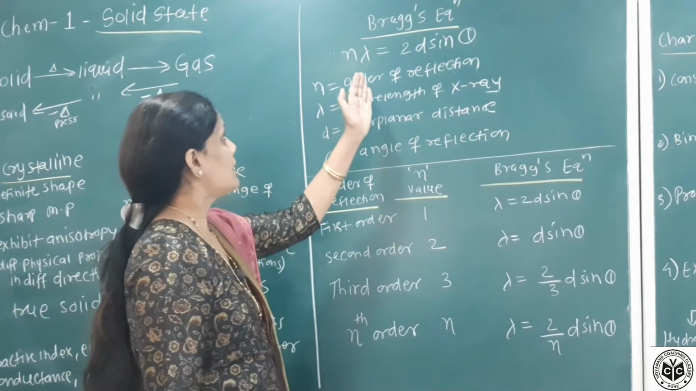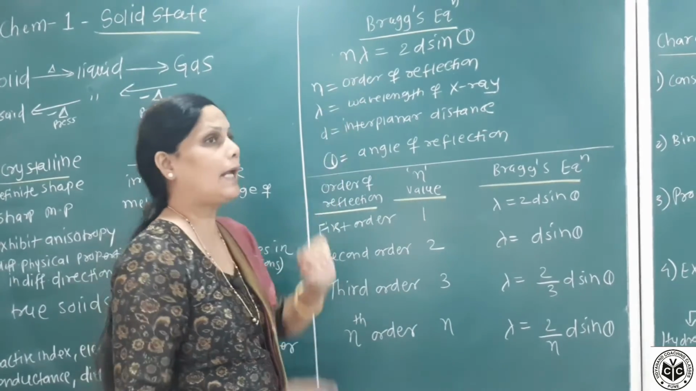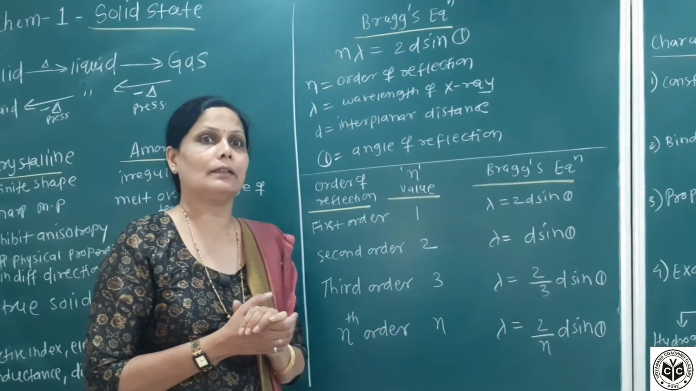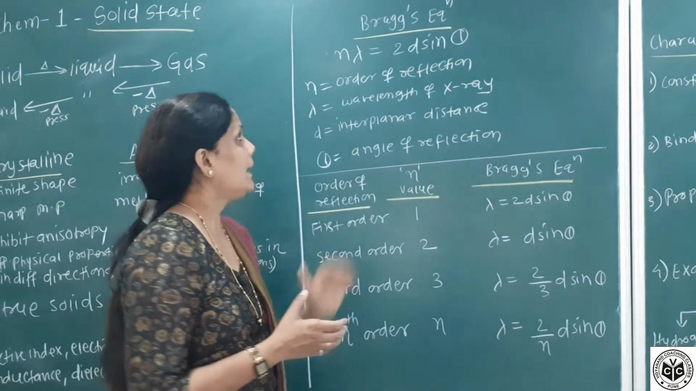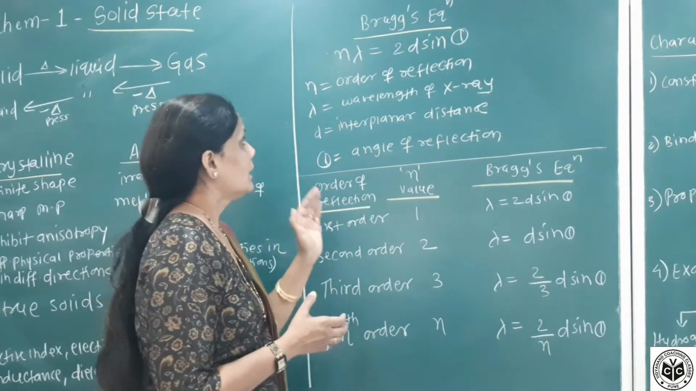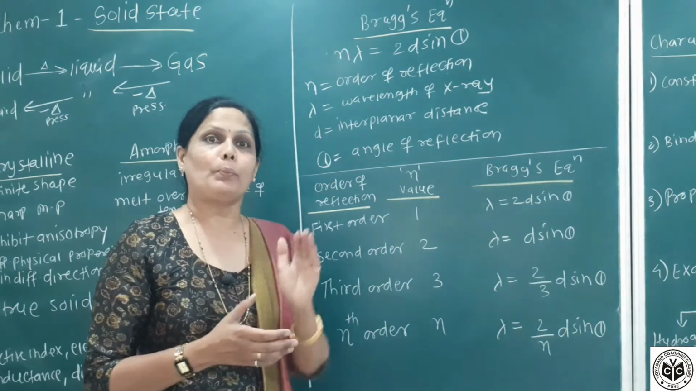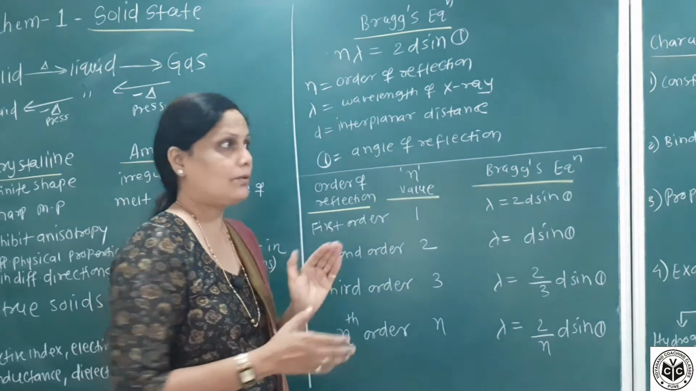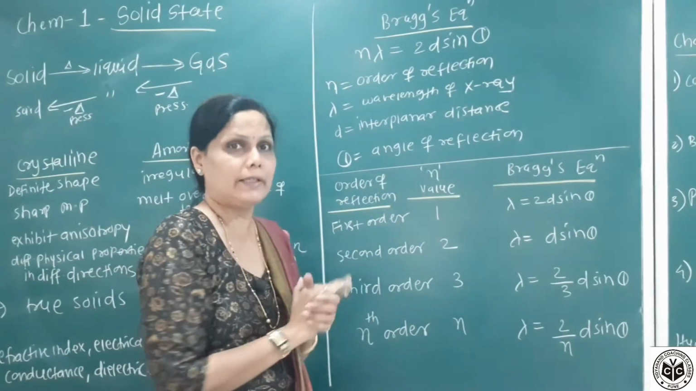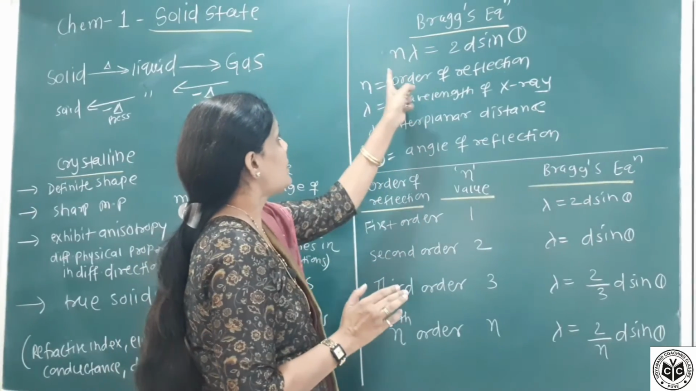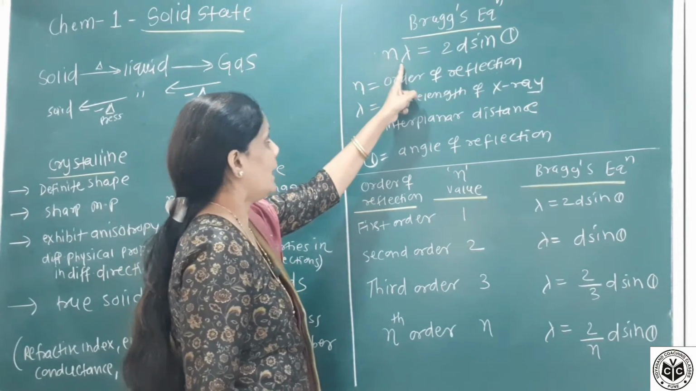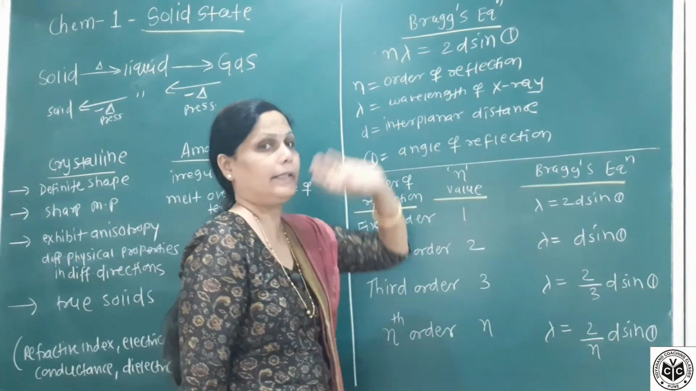The next part is the Bragg equation. Bragg was a scientist and he deduced an equation to study the properties of crystalline solids. So further we will study the properties of only crystalline solids. That equation is n lambda equals 2d sin theta.